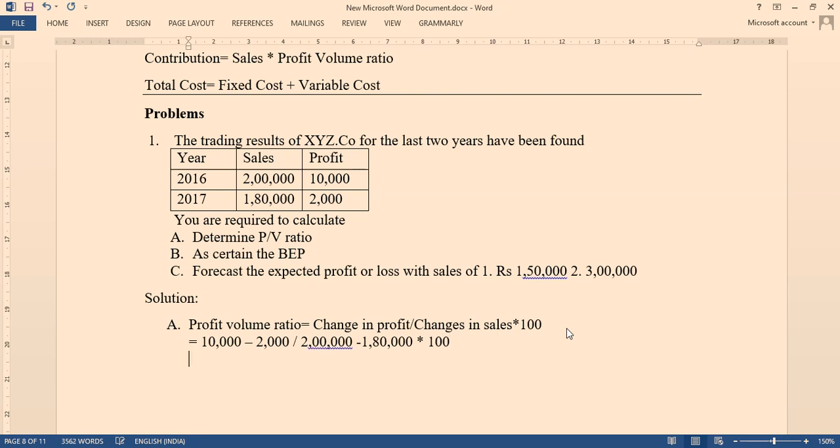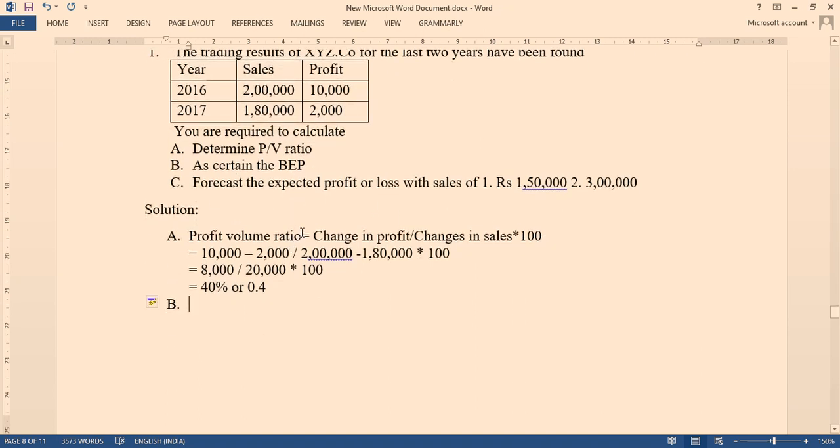Again, the same formula, same format. The change in profit, 10,000 minus 2,000, we are getting 8,000, divided by 20,000, into 100. Approximately calculating, we are getting around 40%, or we can put it as 0.4. This is one thing. Now we have to calculate B. With the help of this information we have to calculate B.